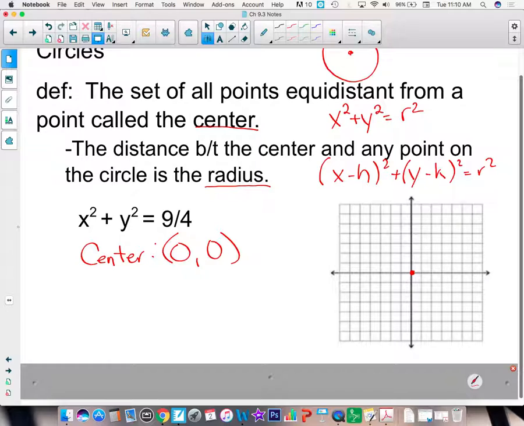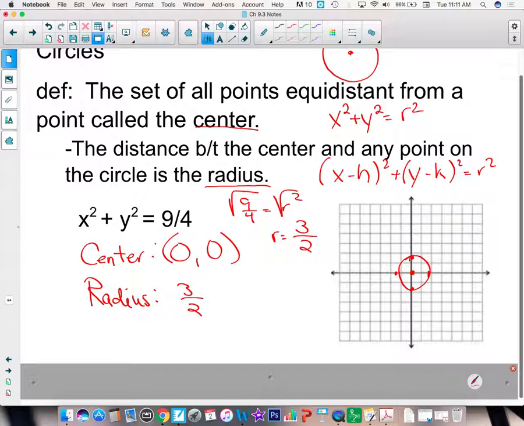So if 9/4 is my R squared, how do I find what my radius is? Square root it, right. If 9/4 equals R squared, you take the square root of both of those, so R is 3/2. So your radius is 3/2. To graph that, what is 3/2 as a decimal? 1.5, right? So to graph it, I do 1.5 in all directions, and then I just connect the dots. 1.5 here, 1.5 here, 1.5 here, 1.5 there. And then you just draw your circle around the dots. That's it.